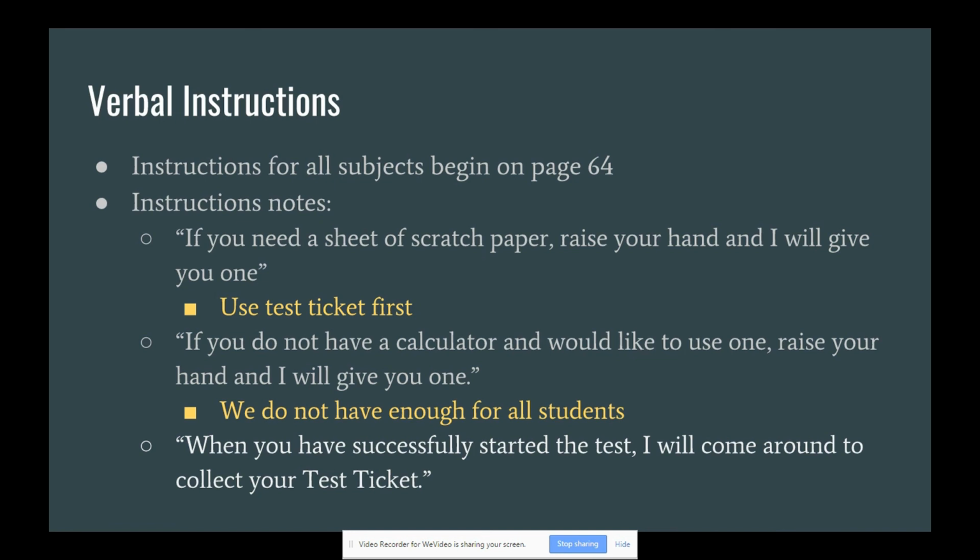Verbal instructions for all subjects begin on page 64. Just a few notes to help you clarify some of the verbal instructions. In one section, it says that you are supposed to say, if you need a sheet of scratch paper, raise your hand and I will give you one. Well, students are using their test ticket as scratch paper, so you're not going to give them an extra sheet of scratch paper unless they specifically need a second sheet.